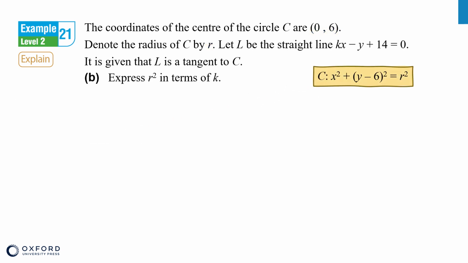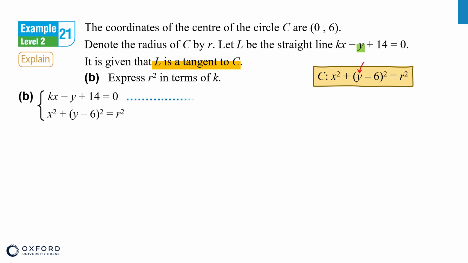Part B, we need to express r squared in terms of k. What we'll do is to make y the subject of the equation of L and put it into the equation of C, and then make use of the relation that L is a tangent to C to get the answer. Let's see how it works.